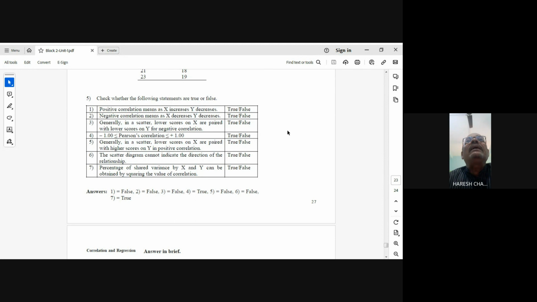Positive correlation means x and y: as x increases, y decreases, true or false? False, sir. False. Generally in a scattergram, lower scores on the x are paired with lower scores on the y for positive correlation.